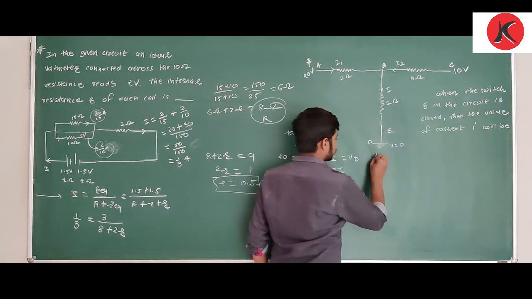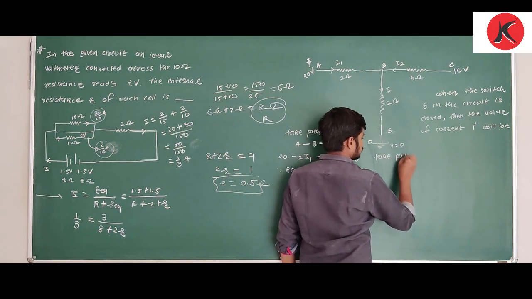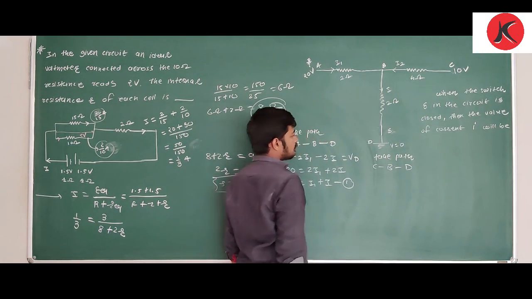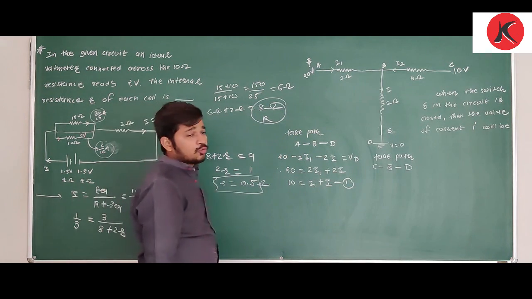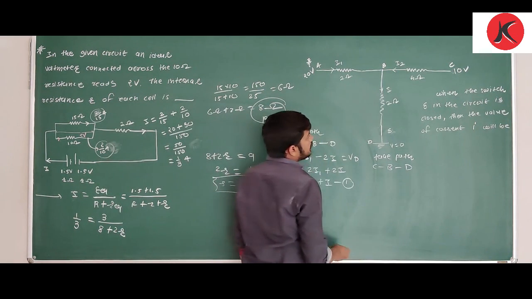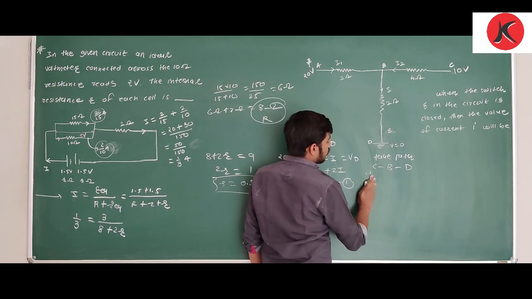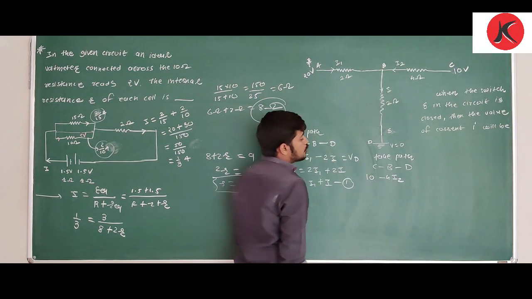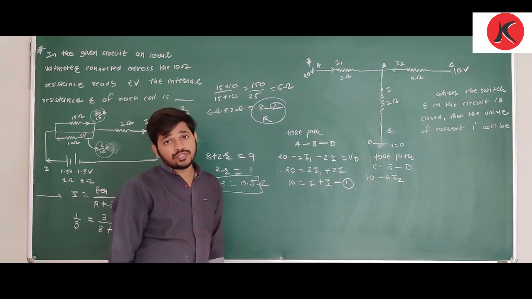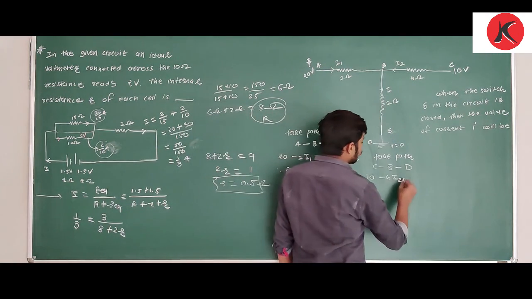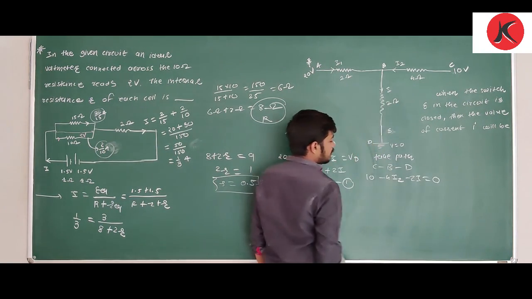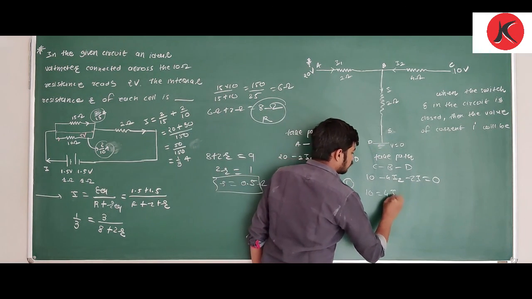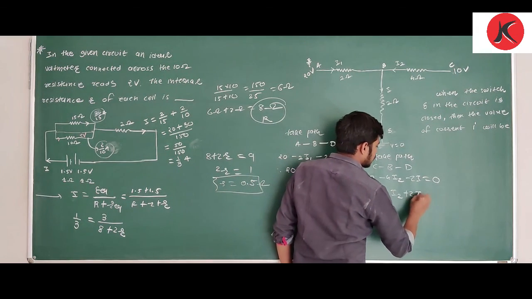Now we will take another path, path CBD. We are starting from point C. At point C, what is the potential? It is 10. Then it is minus 4I2, then here minus 2I, and again here it will be 0. So 10 is equal to 4I2 plus 2I.